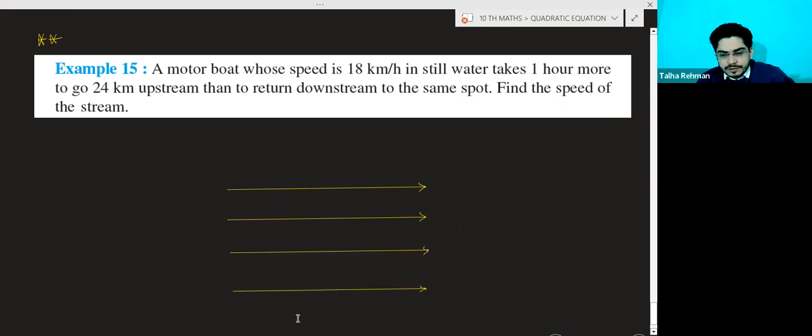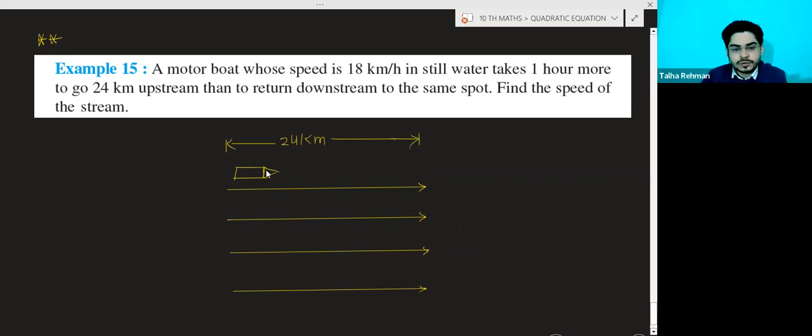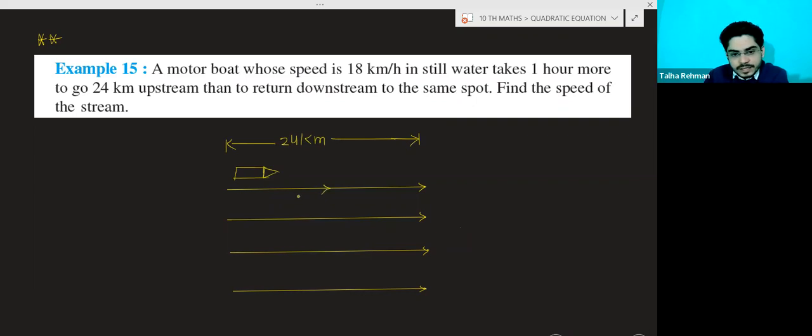So this is a river. For example, this is a river and there is a boat. Suppose this is a boat and this distance is 24 kilometer. This distance is 24 kilometer and this boat is running and the water is running in the river in this direction. Okay.